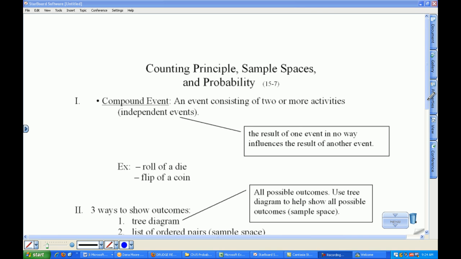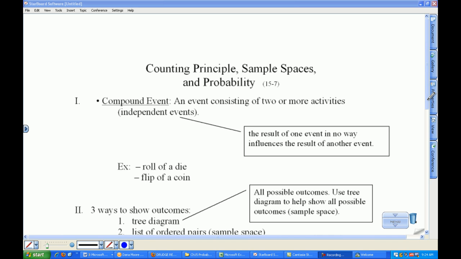Ladies and gentlemen, over the last 2 days we talked about the probability of events where only one thing was being done. You were rolling a die one time, you were spinning a spinner one time, you were drawing a single card from a deck of cards. We are going to start talking about multiple events being performed and generating a probability of that event turning out the way you want it to.